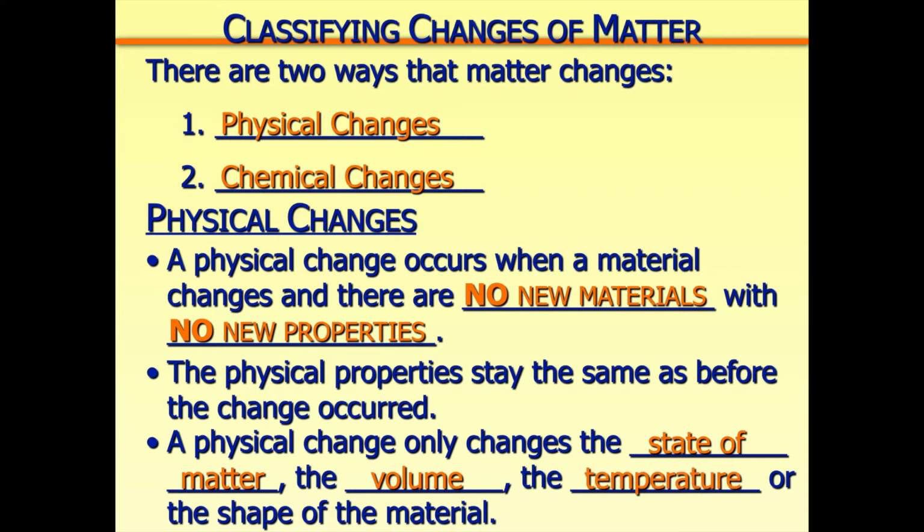And also the last one is temperature changes. So you can heat something up and it gets hotter, but it still remains the same particles. They haven't rearranged to make any new materials. And also things like the shape of the material, which is the example that was demonstrated with paper that was being ripped into pieces and crumpled up. Okay, next, let's look at chemical changes.